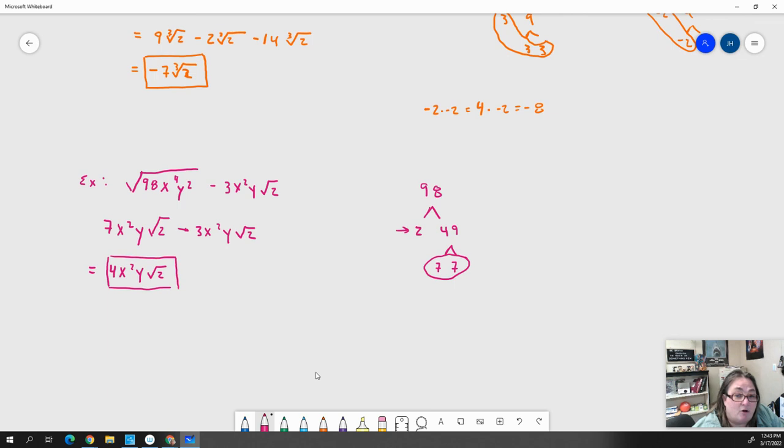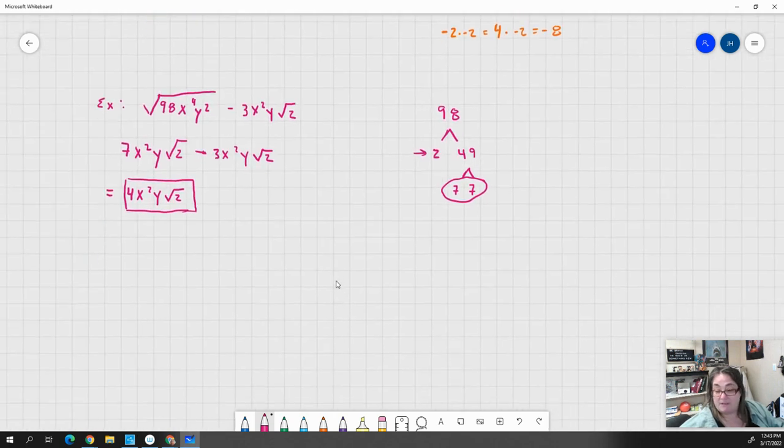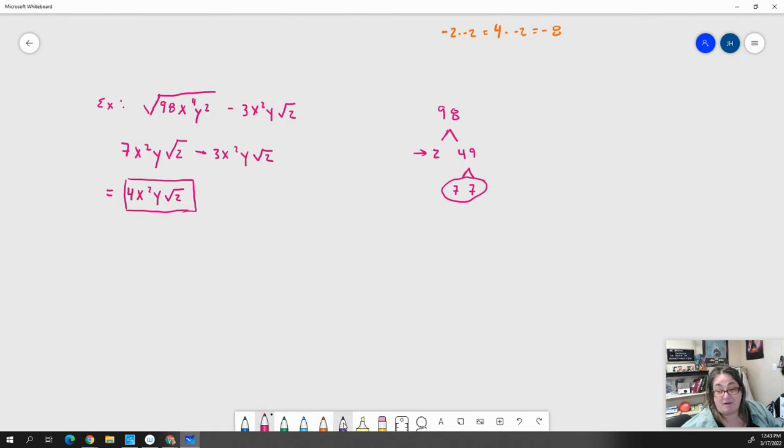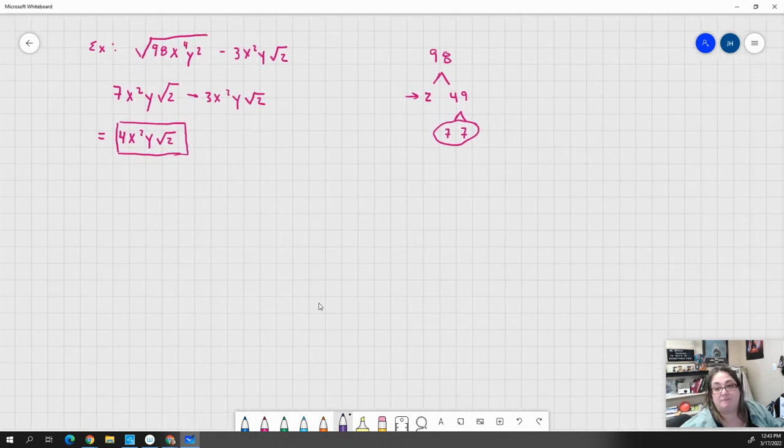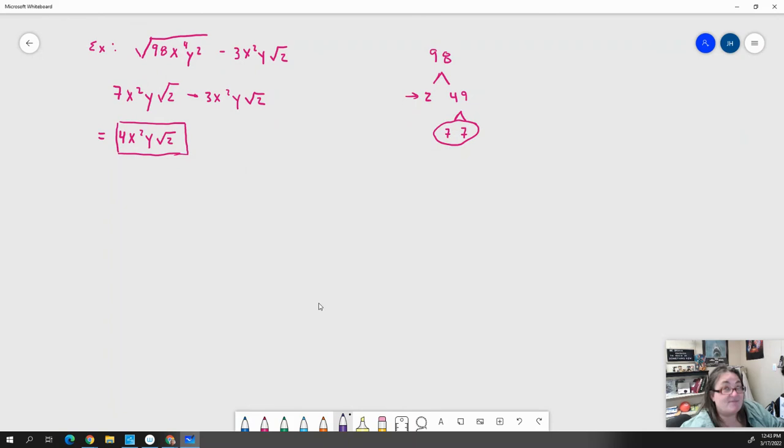And that's going to be about as hard as it gets when we're dealing with the adding and subtracting of these. But we still have to talk about multiplying. Multiplying, I think, is easier than adding and subtracting.